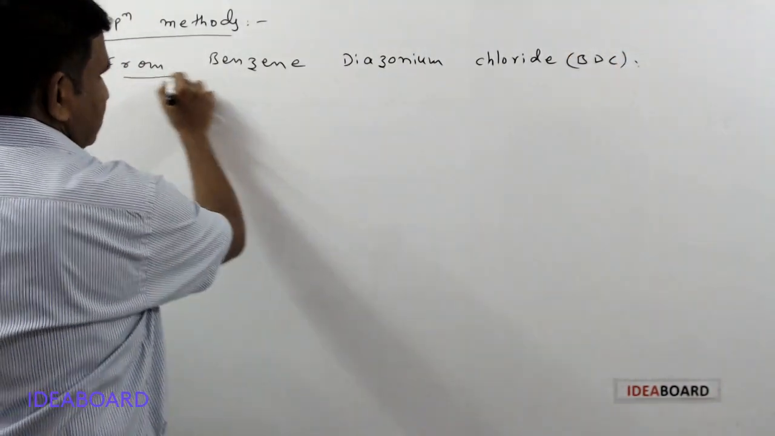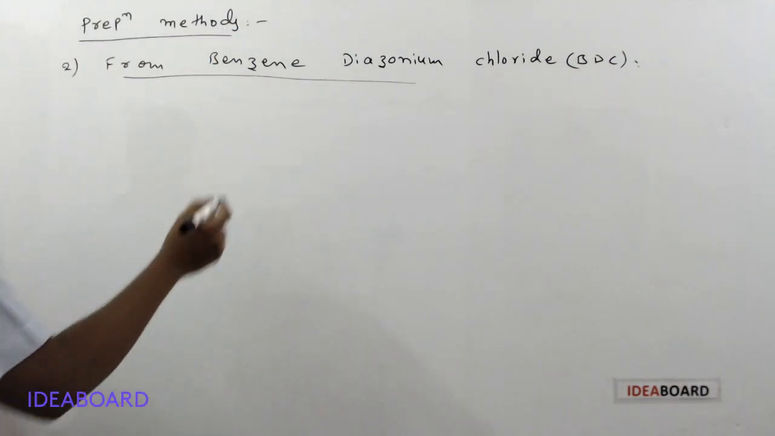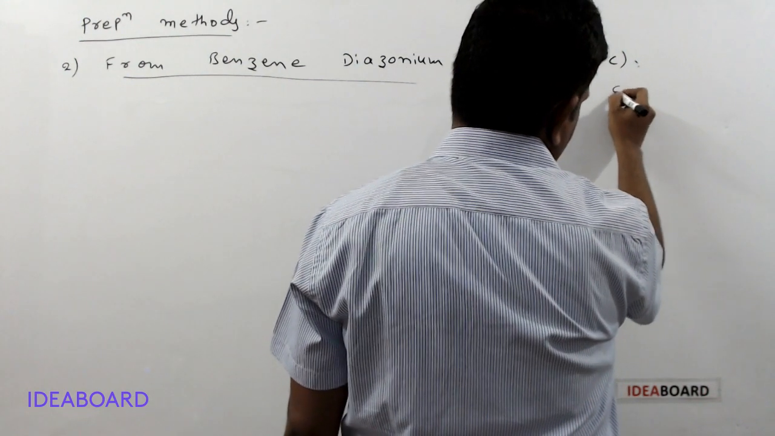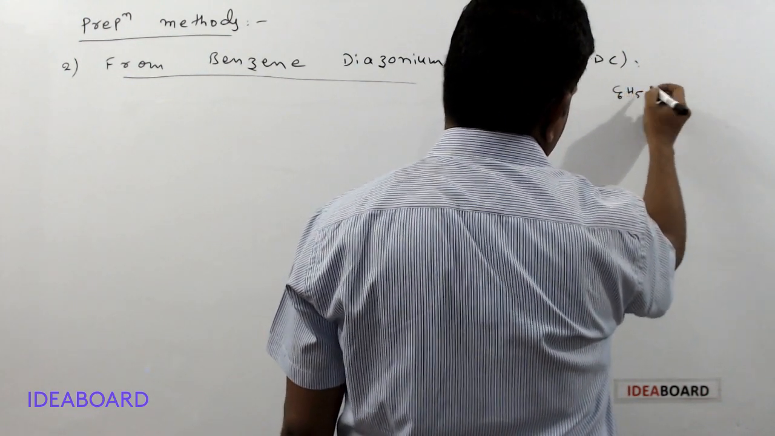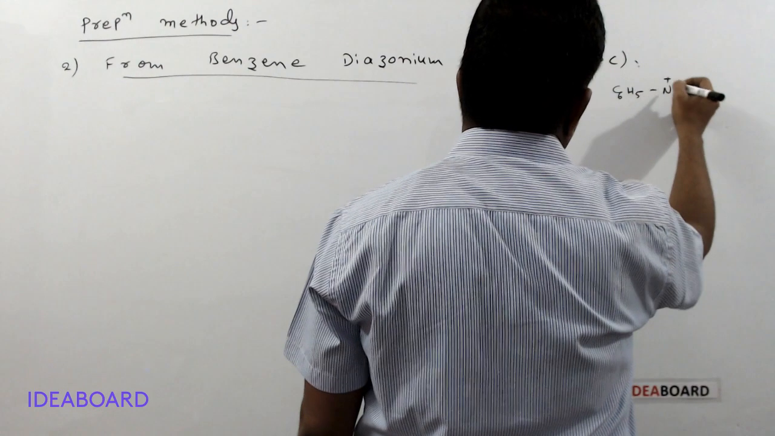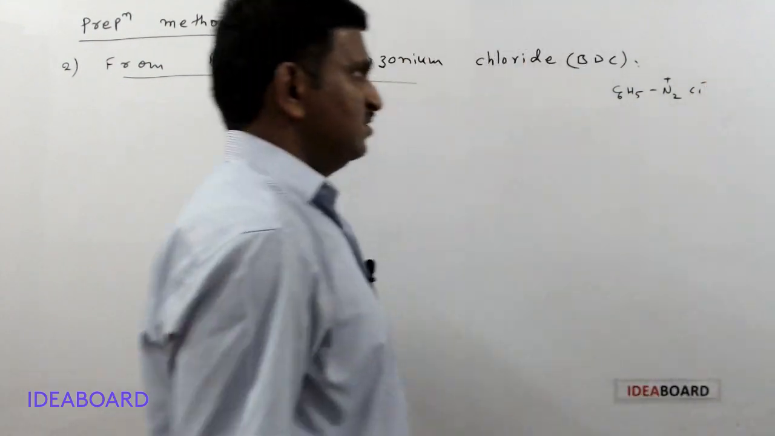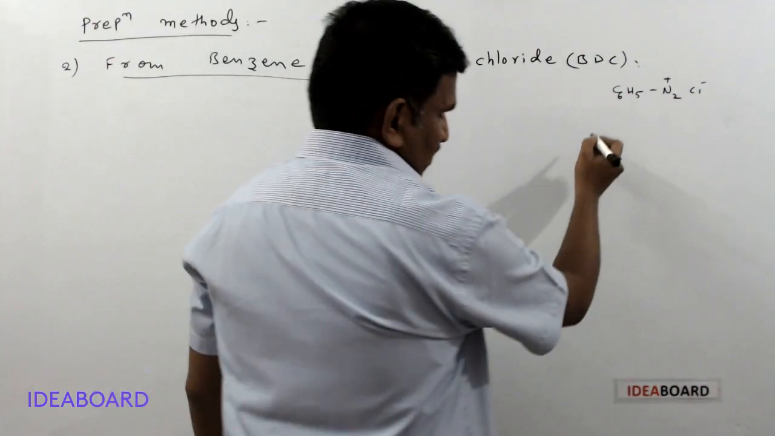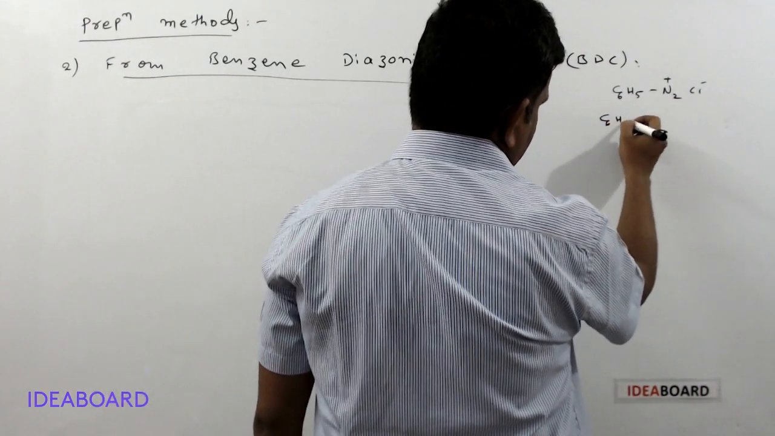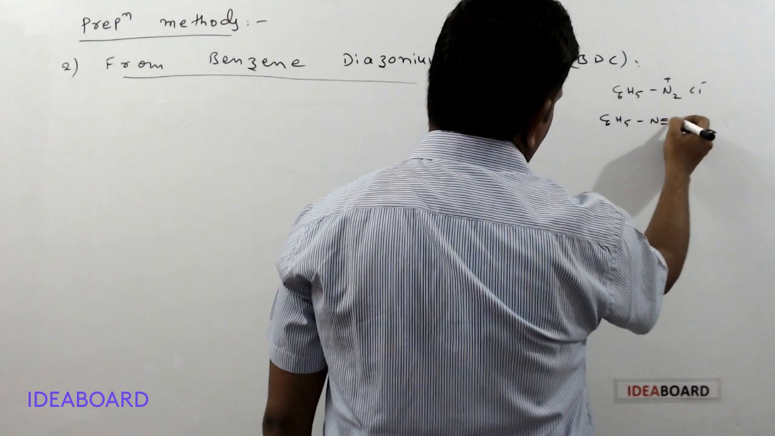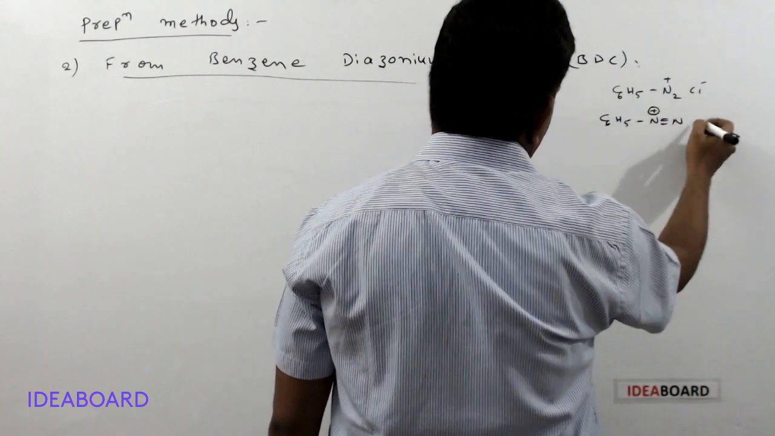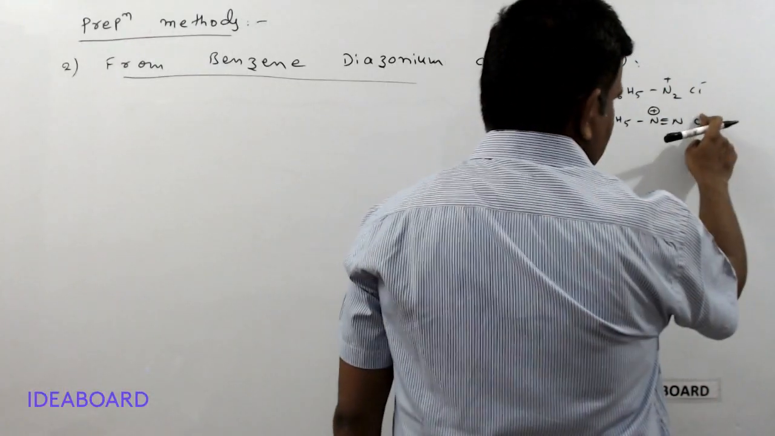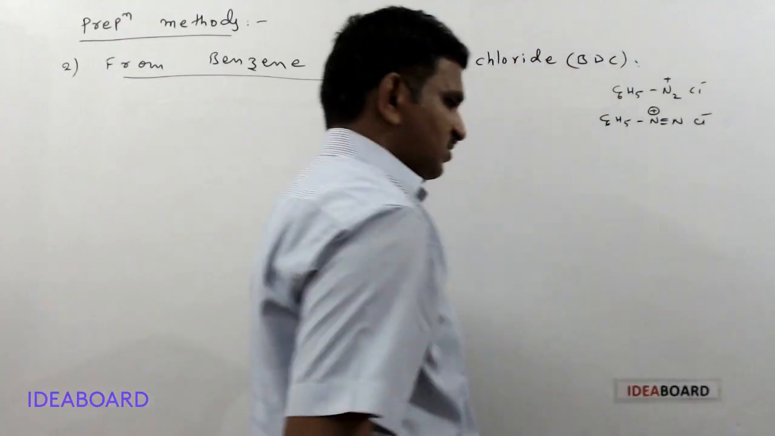So here, benzene diazonium chloride is what? Benzene diazonium chloride means it is C6H5N2+ and Cl-. This is called benzene diazonium chloride. Or you can write this more clearly as C6H5-N triple bond N with the positive charge, and Cl-. This is also called benzene diazonium chloride.